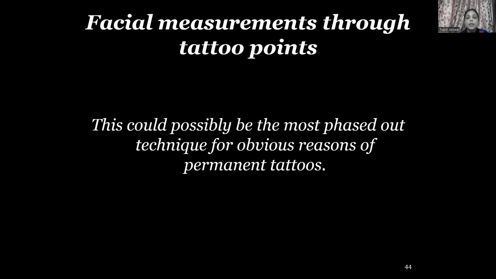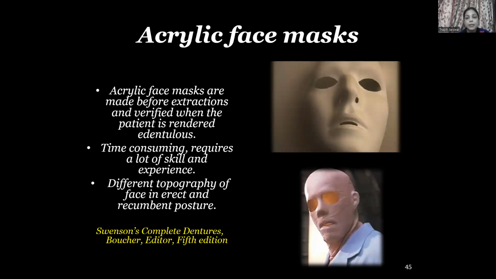Facial measurements can also be done through tattoo points. Before extraction of the teeth, we make the tattoo and mark the facial measurements, and after extraction, in the edentulous phase, we compare the facial measurements with those of the dentulous phase using the tattoo points. But this is probably the most phased-out technique, because the patient will not be comfortable with a permanent tattoo. Another method is the acrylic face mask.